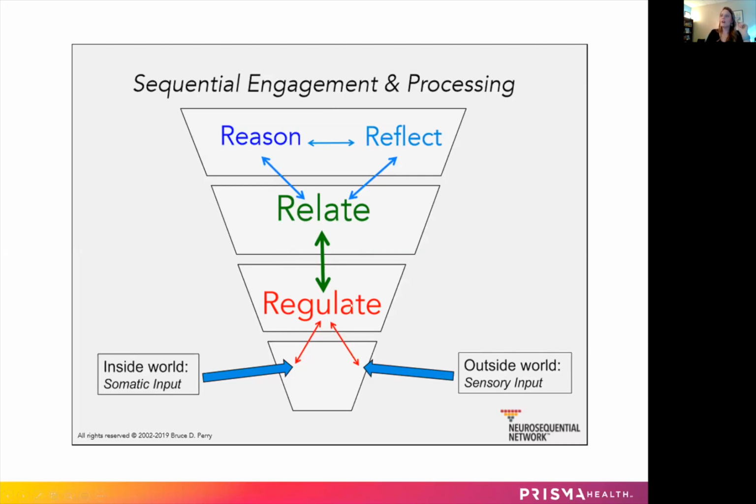Now, if the bottom parts of our brain are not happy, meaning if we are not regulated, we cannot relate well to our environment, and we surely cannot reason and reflect. And so before I can even engage in any type of cognitive intervention, which is what we're typically used to doing, using words, I have to first help the person I'm working with be regulated. And we'll talk about managing their relational sensitivity. And then I can help them reason and reflect.